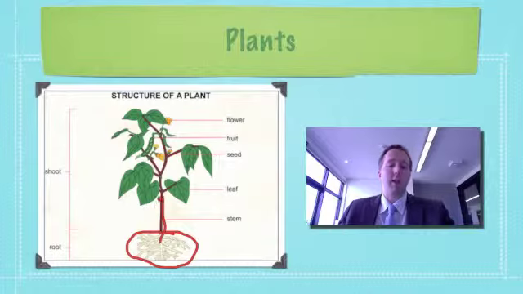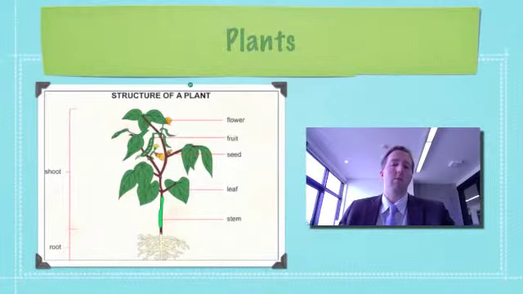Obviously then there's the stem. The job of the stem is basically to enable the plant to grow and be higher up and closer to the sunlight. But the job of the stem really is to enable both nutrients, so plant food, and water to flow up and down the plant.